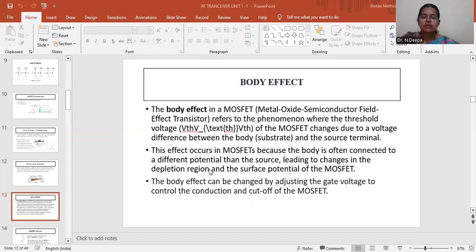Another important parameter is the body effect in MOSFET. This refers to the phenomenon where the threshold voltage of the MOSFET changes due to the voltage difference between the body and the source terminal. This effect occurs in a MOSFET because the body is often connected to a different potential rather than the source. It leads to changes in the depletion region and the surface potential of the MOSFET.